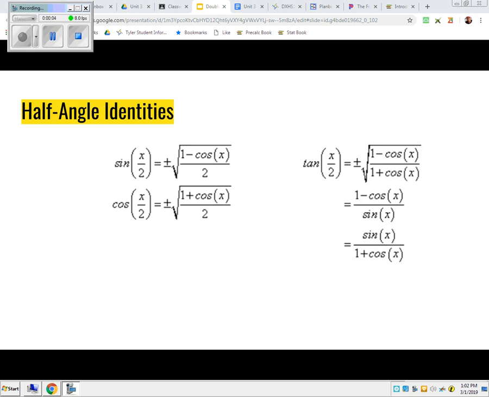So which one is my favorite tangent half angle? The middle one is correct. Why? It has the most simple denominator in it.